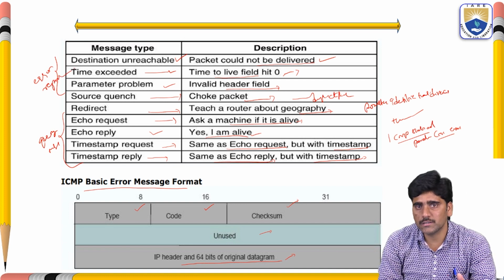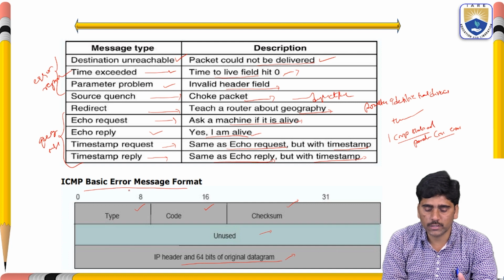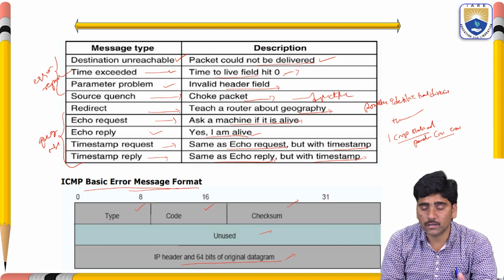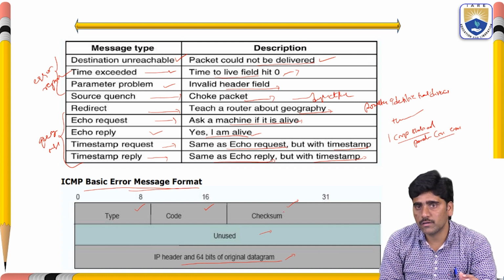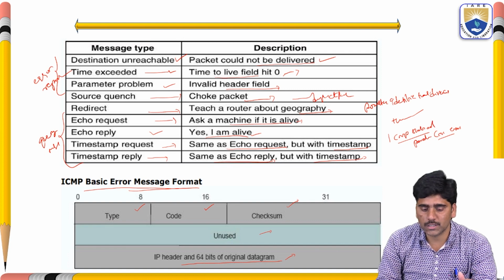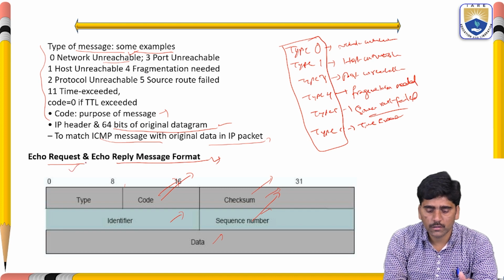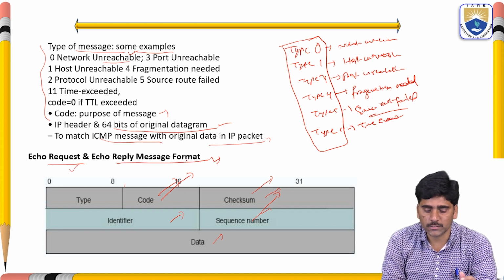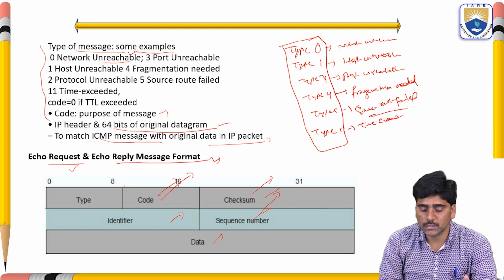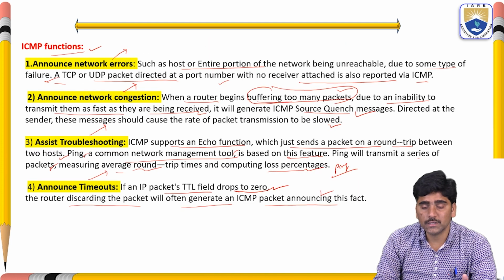How do the messages have their fields? The ICMP basic message format has the type field, code field, checksum field, unused field, and the IP header and 64 bits of the original datagram field. These are the fields contained in the ICMP message format. And the echo request and reply message format has the type, code, checksum, identifier, sequence number, and data fields.